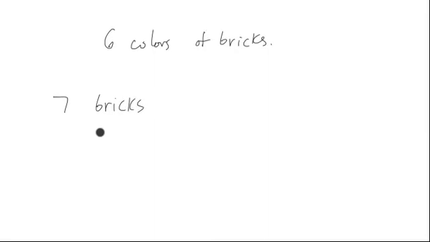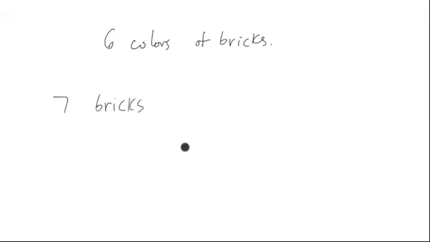Now, it might seem pretty simple, yes, because if we put all the bricks out, there's only six colors and there's seven bricks. And if all of the bricks had different colors, then there would be seven different colors. That would be a contradiction, wouldn't work.